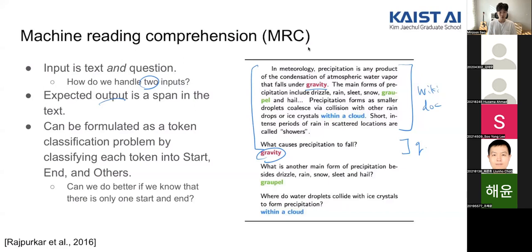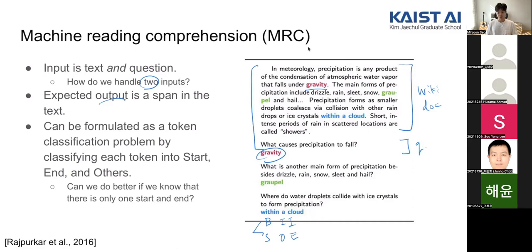Another way is that you can just try to predict whether each token is start, end, or others, right? So it's not B and I, but it's B and E in some sense, if you want to compare that against the BIO tagging. So that's the first difference. So suppose that the answer is within a cloud. If this was BIO tagging, then I would want to do something like B, I, right? But if this was start and end, then what you do is start is S, the rest is O, and end is E. You see the difference?